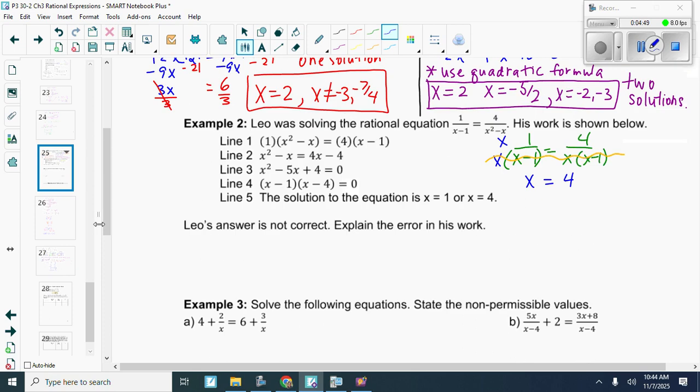There we go. So this is a cross multiplication that happened. This is fine. This was a technique that they used, cross multiplication. A little different from ours, but that's okay.